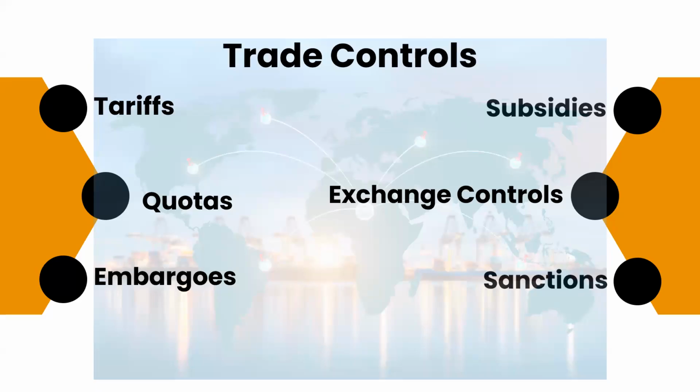Trade controls are government-imposed regulations that manage and restrict the flow of goods and services across international borders. They are used to protect domestic industries, balance trade, or achieve political goals. Some common examples of trade controls are, one, tariffs, which are taxes imposed on imported goods, making them more expensive for consumers in the domestic market.